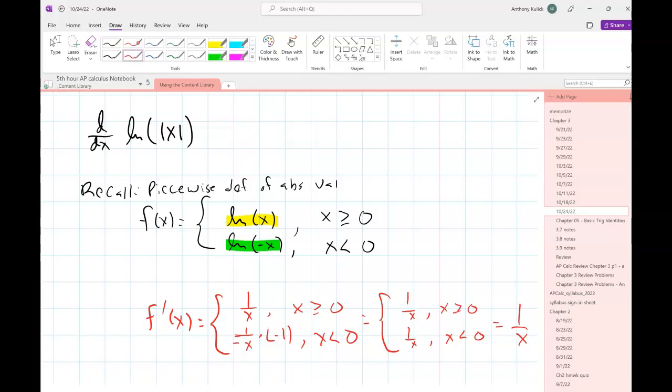Oh, Mr. Kulik, you dum-dum. These should be strict greater thans. Why? Can I take the natural log of 0? Nope! That was the problem. Natural log of 0 is undefined, so I just wrote down the definition for the absolute value of x, not thinking. It's like, oh yeah, it's the natural log of the absolute value.